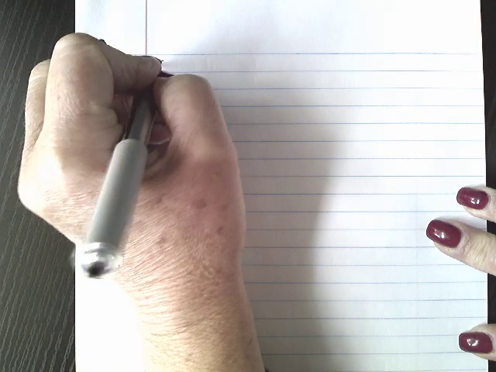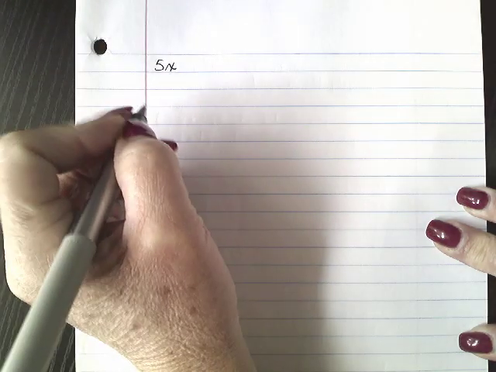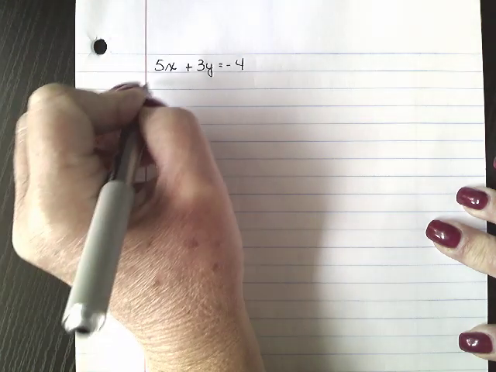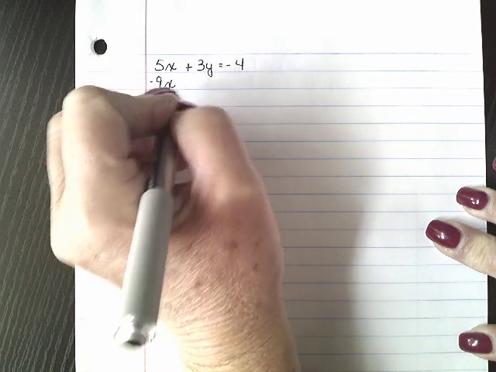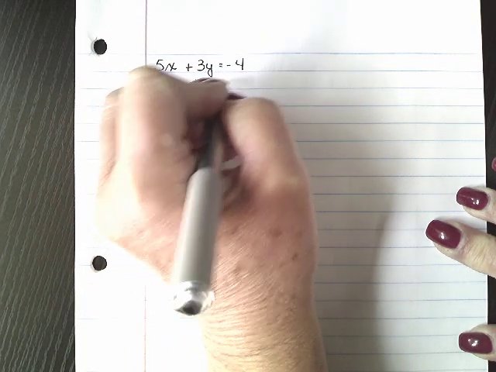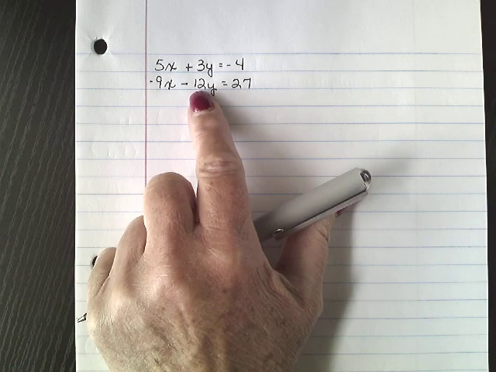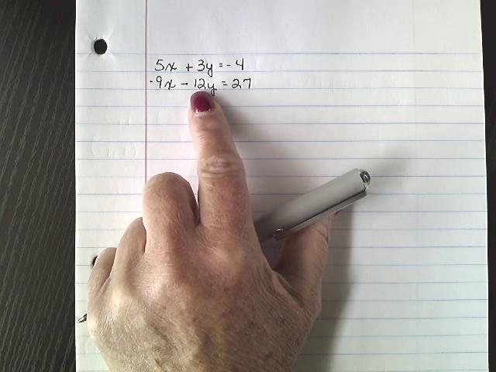Okay, we have 5x plus 3y equals -4. Negative 9x minus 12y equals 27. Okay, so I'm looking at my x-coordinates. I have 5 and -9. Now I do have opposite signs, but there's nothing I can multiply by 5 to get me 9. Okay, so I'm going to go to my y's. So I have 3 and -12. So I have opposite signs. Is there anything that I can multiply by 3 to get 12? Yes, I can multiply it by 4.